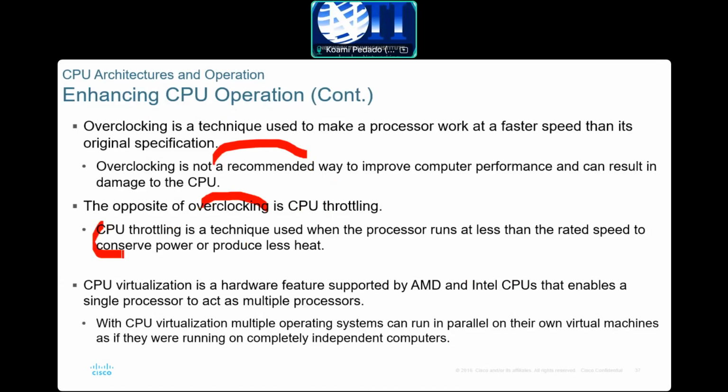Why do companies do that? Or why would a university do that? It's because you're doing research. You want to go slowly so you obtain what you're looking for. That's what we call CPU throttling. It's a technique used when the processor runs at less than the rated speed, to conserve power and produce less heat. It's because they're doing research for that.